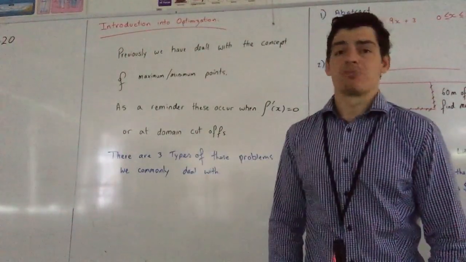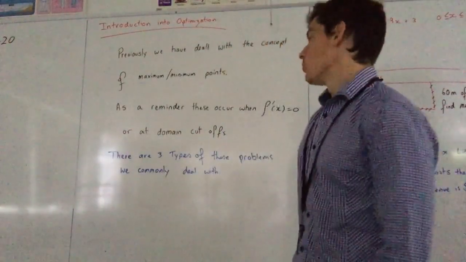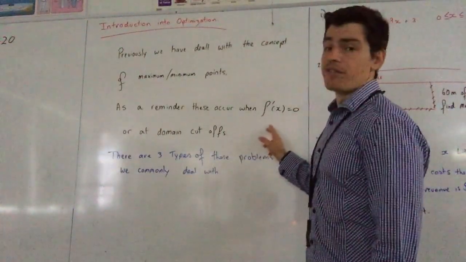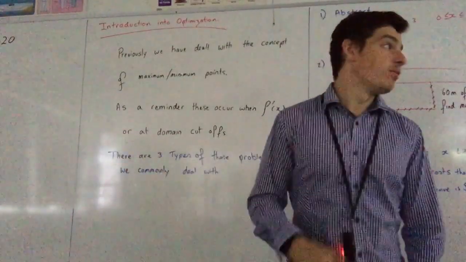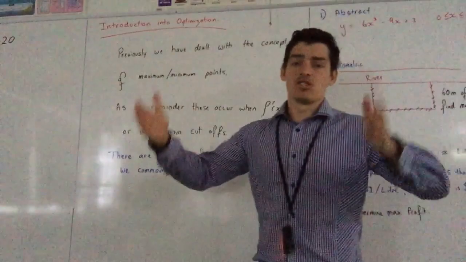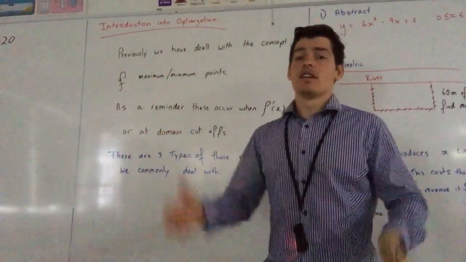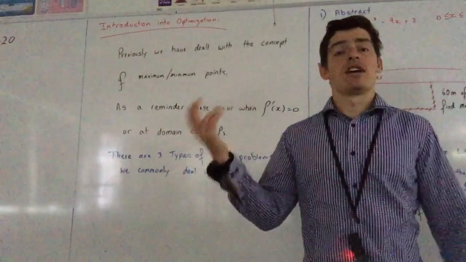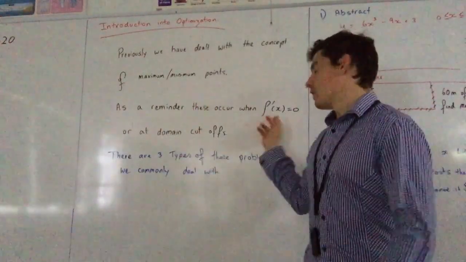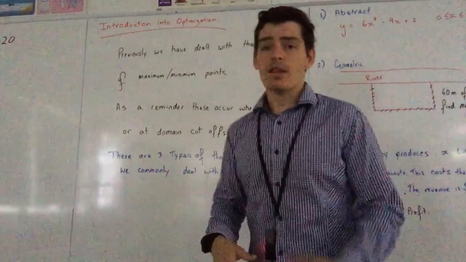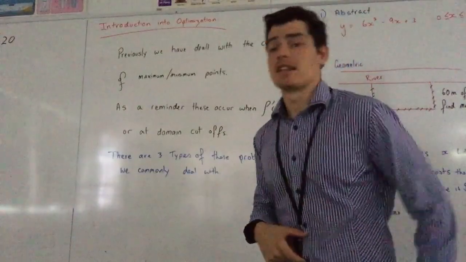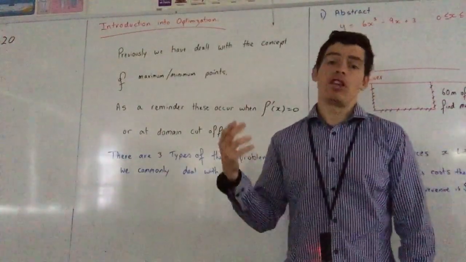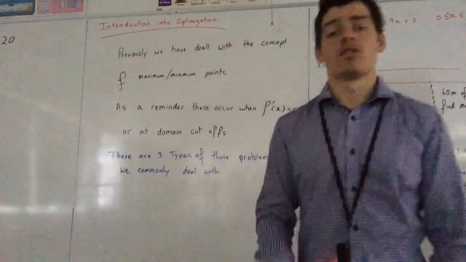Previously, we've dealt with a heap of max and min problems, all right? And we know that with maximums and minimums, we're looking for a point where the derivative function f dash x equals 0, or in some scenarios, we're looking for points where our domain cuts off. So that's like the edges of our function, because obviously if it's not turning, it's going to be at the edge of our function. So we have to check our domains, and where f dash x equals 0. Now, there are three common ways that these questions get asked in senior mathematics, and it's probably good to introduce these three topics and get your head around what they are and how they'll appear.